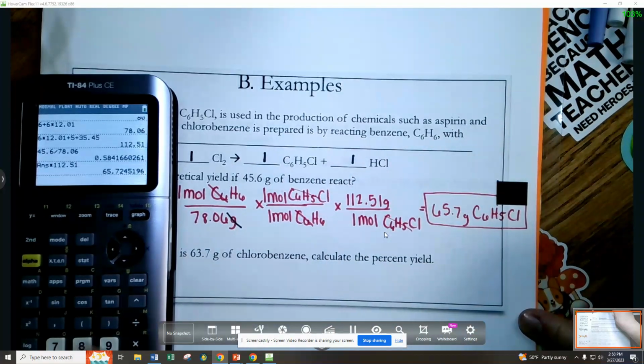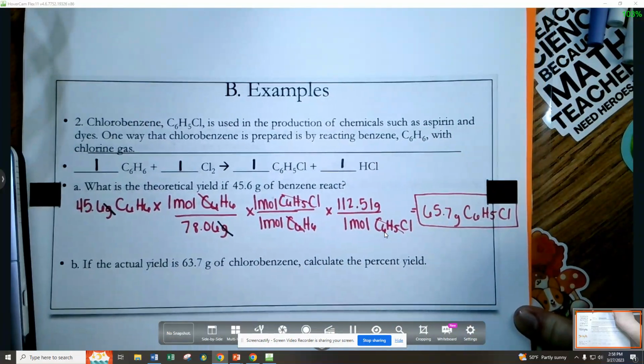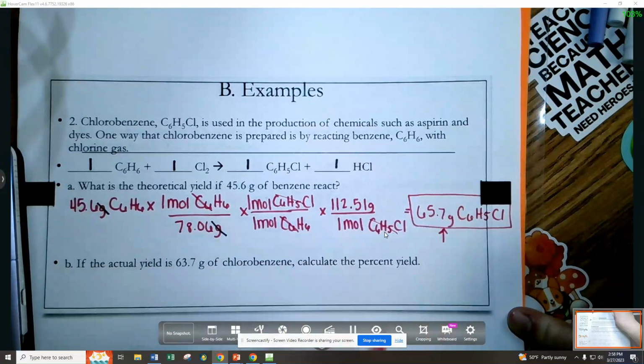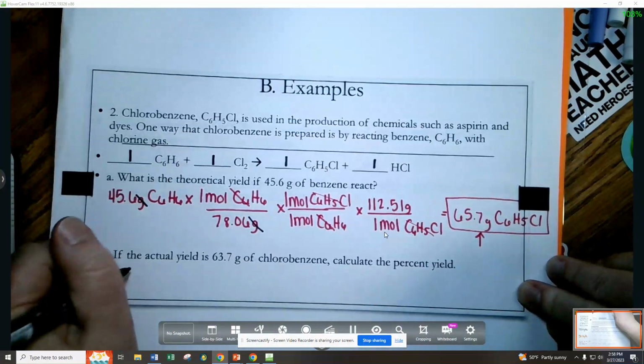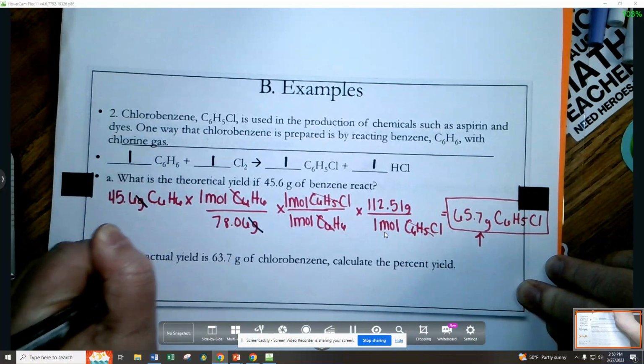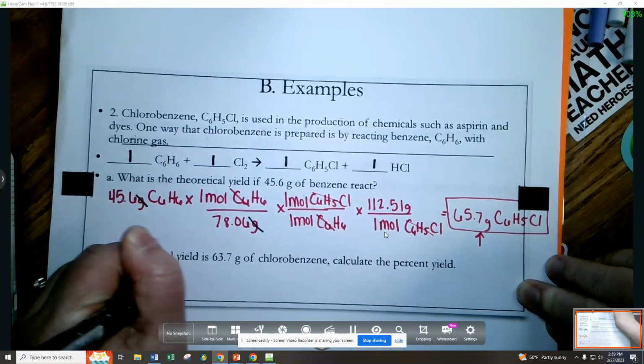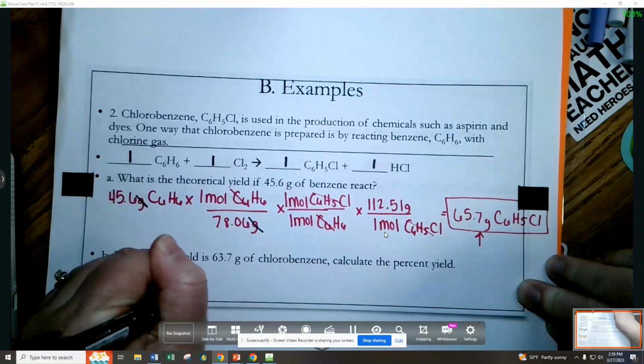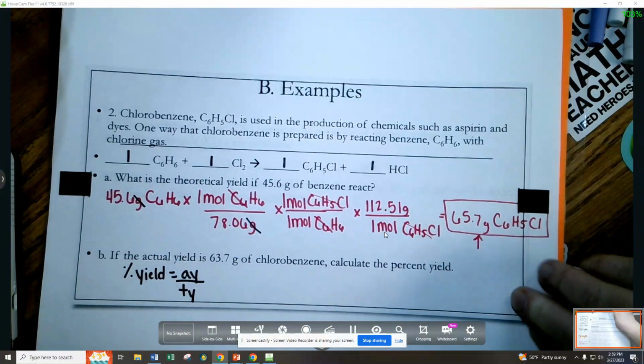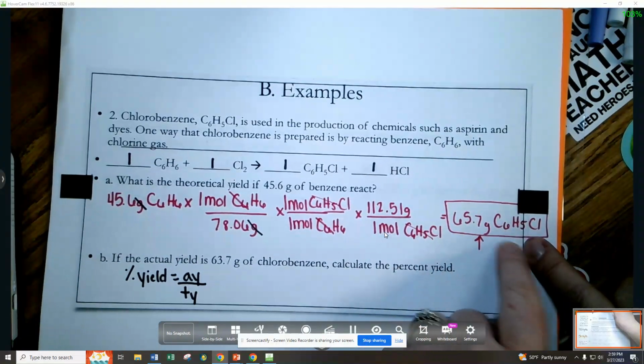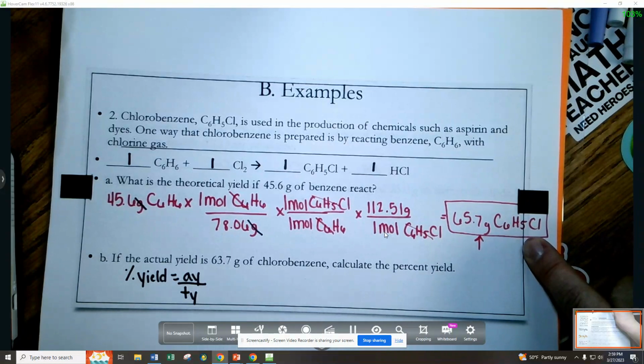So in most situations, we have to do this mass to mass, and again, this is then my theoretical value. It then wants to know what is the percent yield, where it's the actual yield over the theoretical yield. We calculated the theoretical yield up here. So we should have formed 65.7 grams.